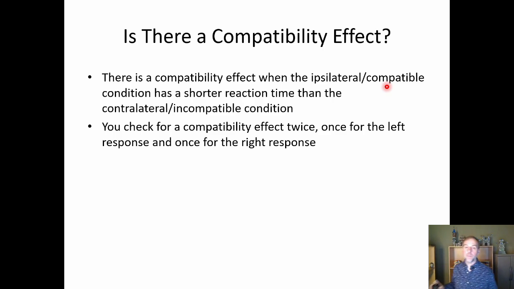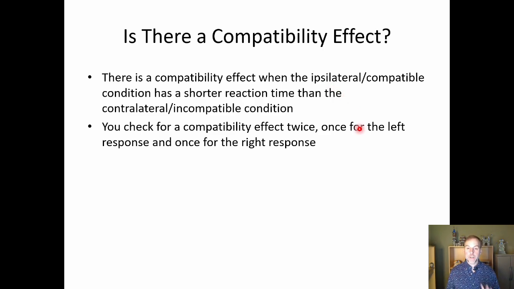When we look at our graphs, we want to answer the question of, is there a compatibility effect? Now, what does that mean? A compatibility effect is when the ipsilateral/compatible condition has a shorter reaction time than the contralateral/incompatible condition. In other words, there's a compatibility effect when the results make sense, when they match what we predict. So you should be faster at ipsilateral than contralateral. And if the results show that, we say that yes, there's a compatibility effect.